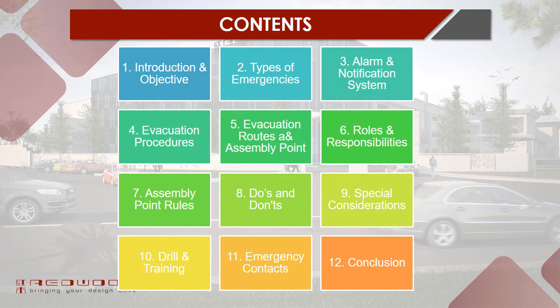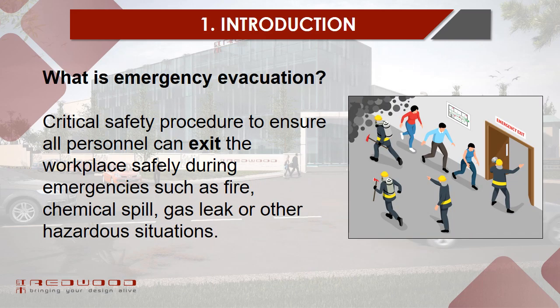There are 12 main topics that will be covered in this training session. 1. Introduction and objectives. 2. Types of emergencies. 3. Alarm and notification systems. 4. Emergency evacuation procedures. 5. Emergency routes and assembly points. 6. Roles and responsibilities. 7. Rules at the assembly point. 8. Do's and don'ts during emergencies. 9. Special considerations. 10. Drills and training. 11. Emergency contact numbers. And 12. Conclusion.